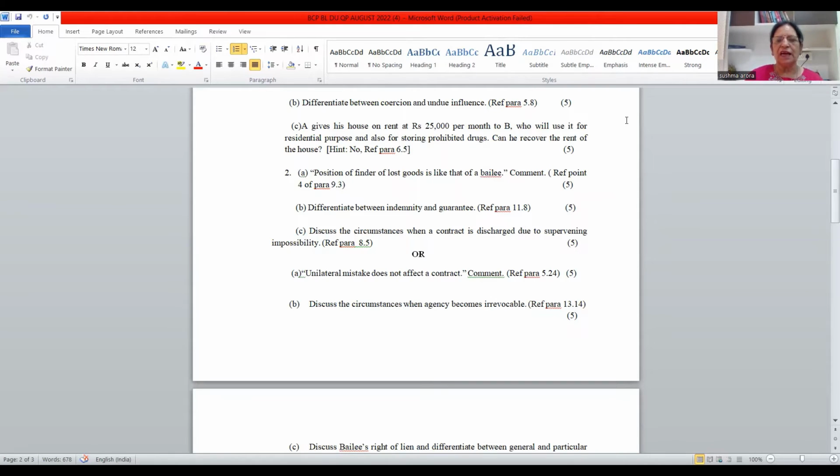Differentiate between indemnity and guarantee. There are 9 points of distinction between indemnity and guarantee. Indemnity means to make good the loss. There are two parties involved. The person who makes good the loss is known as the indemnifier, and the person whose loss is made good is known as the indemnified. In case of guarantee, there are three parties involved: the creditor who lends the money, the debtor who borrows the money, and then the surety who gives the guarantee to the creditor for the act of the debtor.